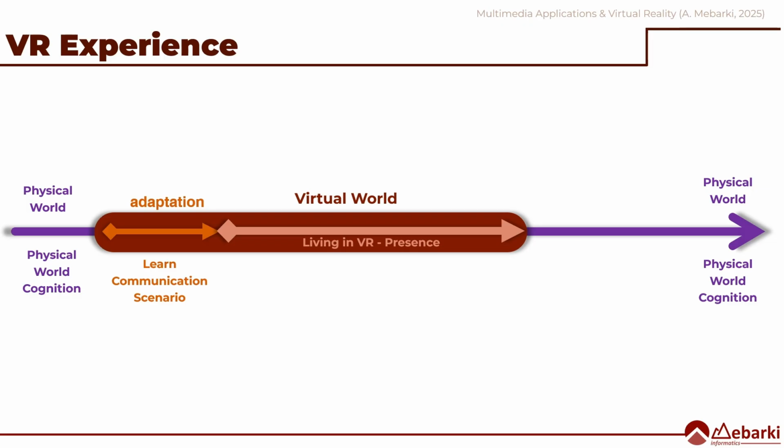Upon leaving, a readaptation period is often required to recalibrate perception and cognition to the real world, a transition sometimes accompanied by after effects such as disorientation, perceptual lag, or reduced motor accuracy. Importantly, immersion should not be confused with adaptation. Immersion is a property of the VR system, whereas adaptation is a cognitive process of the user.